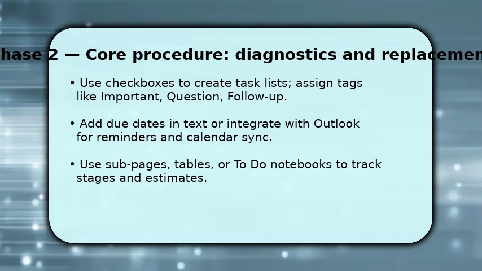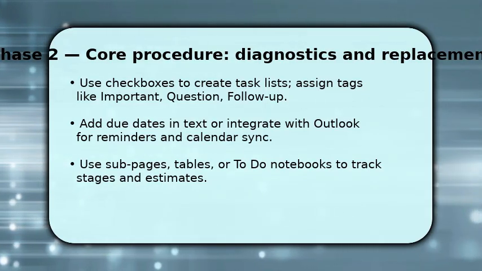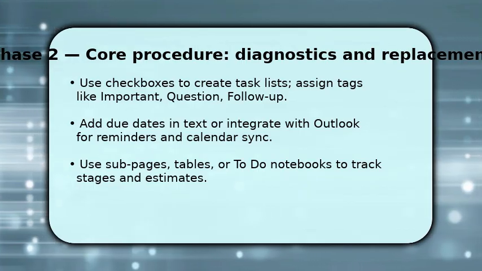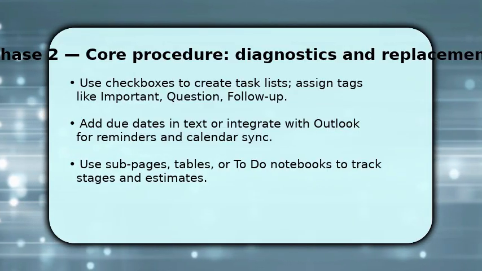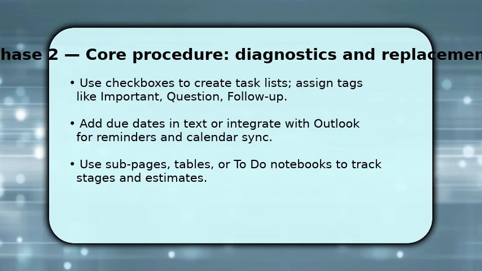Use tables to track status, estimates, and owners. Create subpages for task phases to avoid long pages. When you consistently tag and date tasks, retrieval becomes fast, and you reduce duplication across projects.